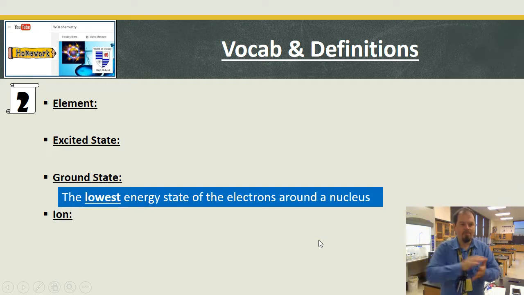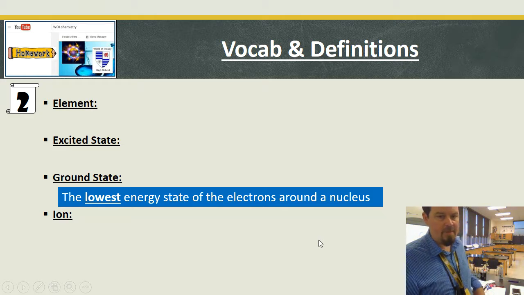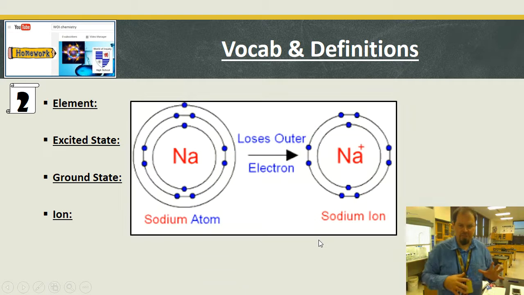That is our lab. The ground state is the lowest energy state of the electrons around the nucleus, the normal ground state. The periodic table is all ground state, okay? So normal conditions.